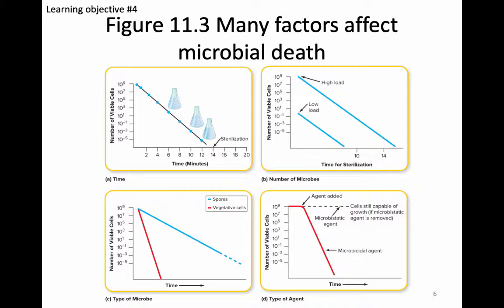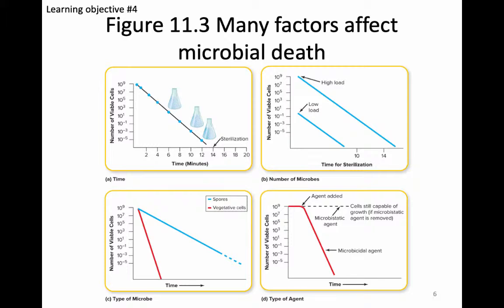The number of microbes. So the top line in the graph in part B represents a high load, meaning a lot of microbes are present when you start the treatment. And the lower blue line represents a low load, so there are fewer microbes present. If you have a high load of microbes, it's going to take longer to sterilize, which means killing all of the microbes present, than if you had a low load. So the number of microbes will affect how quickly microbes die.